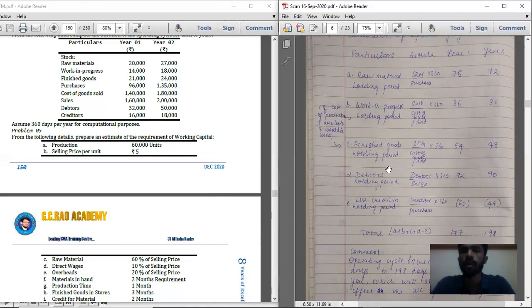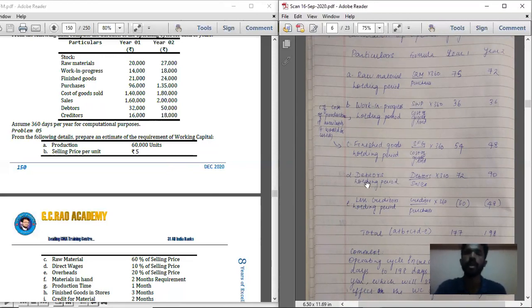See, for all these four formulas, A, B, C, D, that is raw material, work in progress, finished goods and debtors, we have done the same thing we did in the previous sum. But one reverse working we are doing is, there we calculate the closing stock, but here they have already mentioned the closing stock. So using this stock, we should calculate the number of days. In the previous sum, they used to give the number of days or months, whereas here they gave the closing stock value. Using that, we are reverse working and calculating the number of days. You just have to remember these formulas so that you can easily calculate the operating cycle.